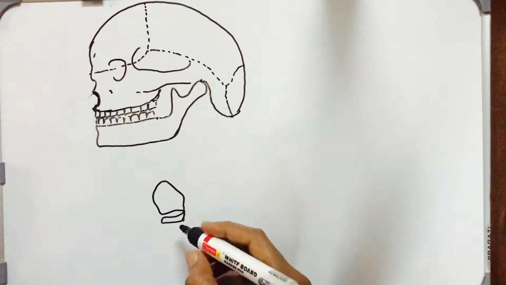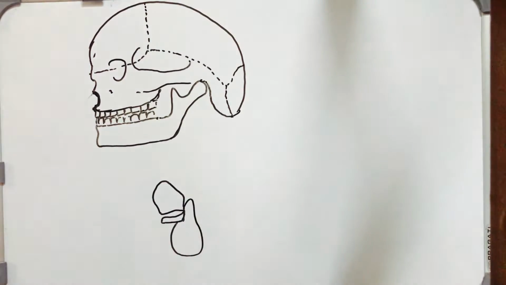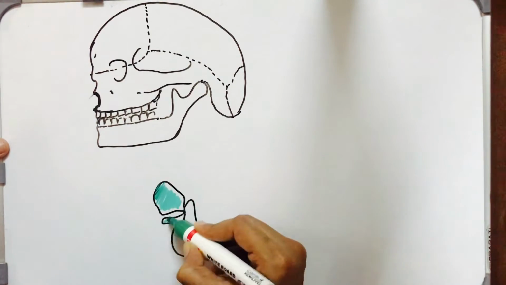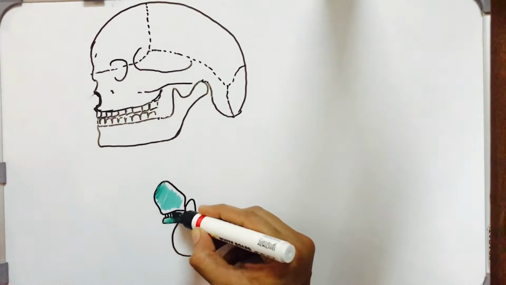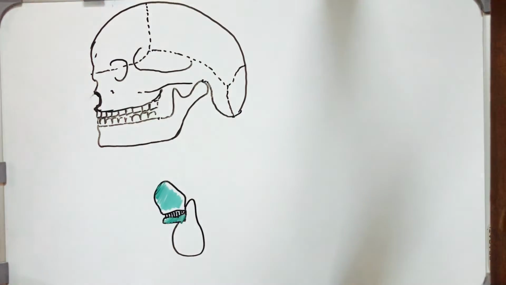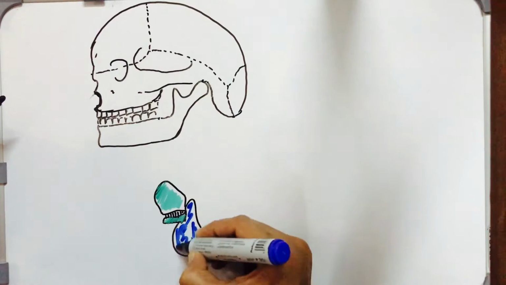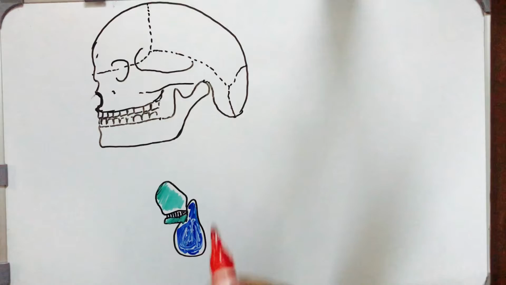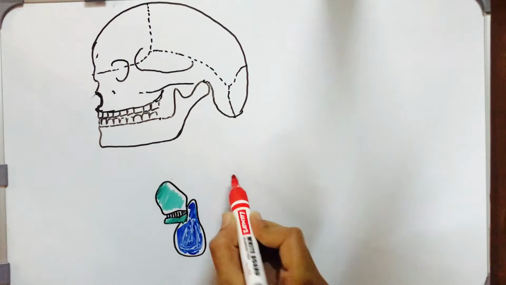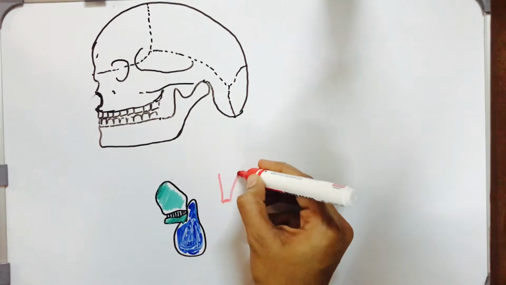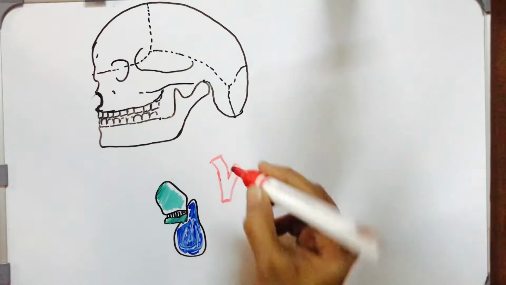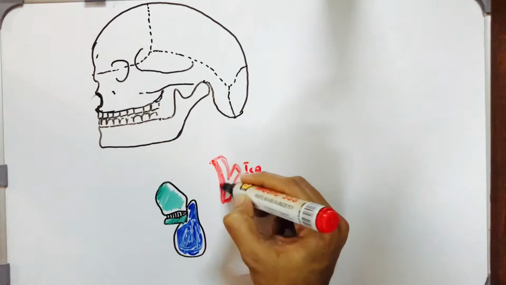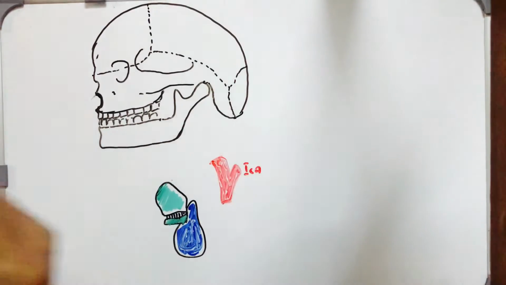And in the midline of the neck, thyroid and cricoid cartilage, and this is the thyroid gland. Now the common carotid artery bifurcates at the upper border of thyroid cartilage into the internal carotid artery and external carotid artery.